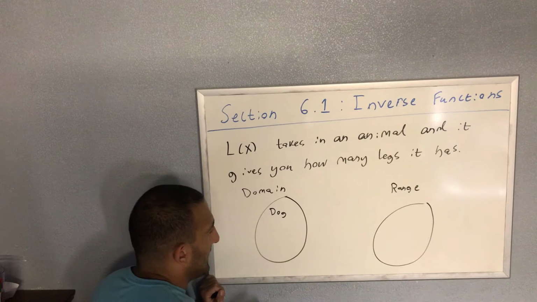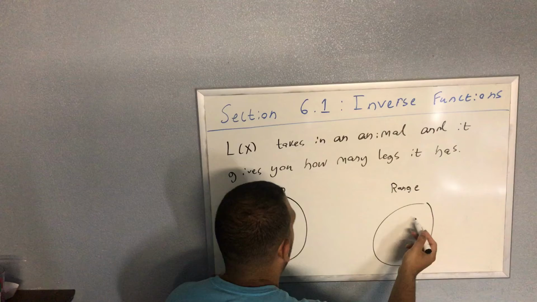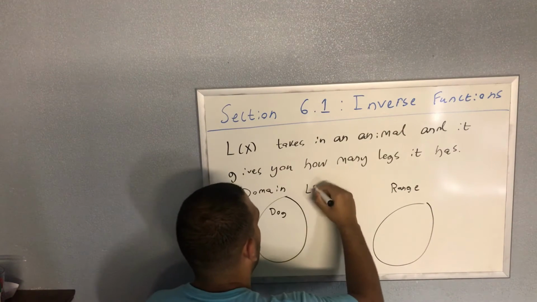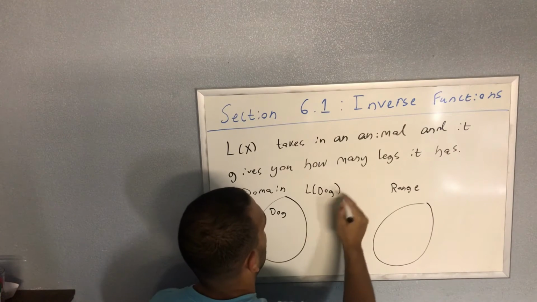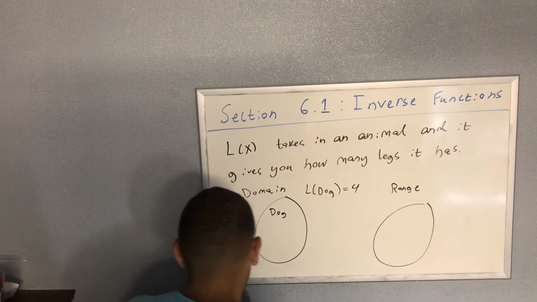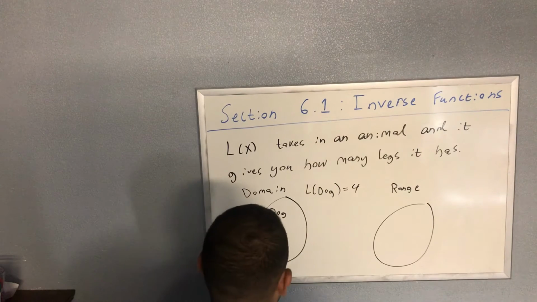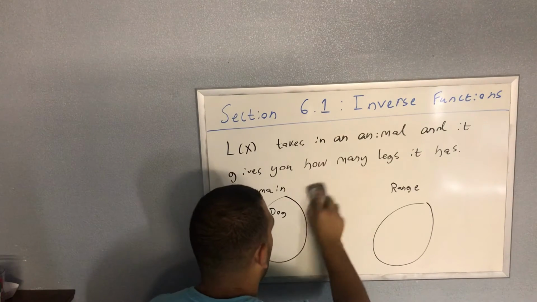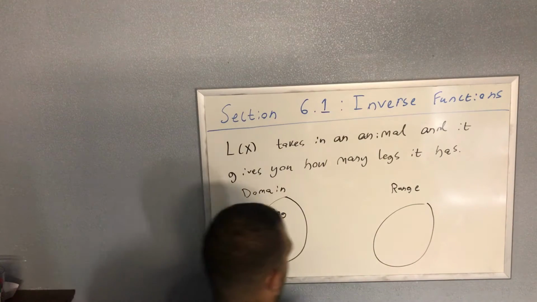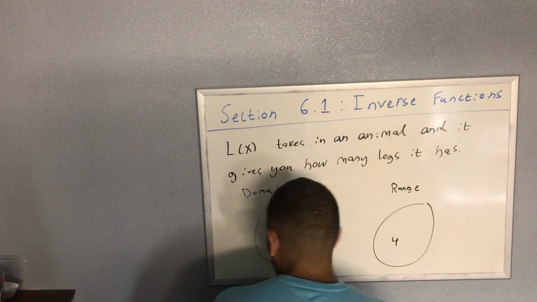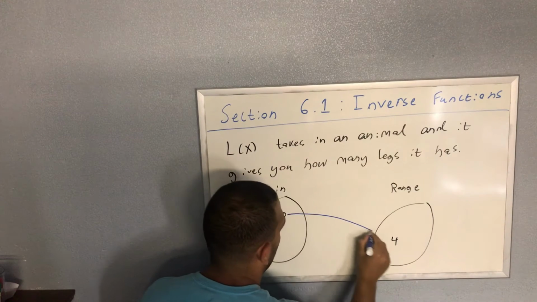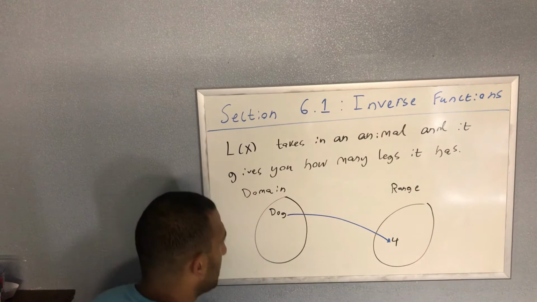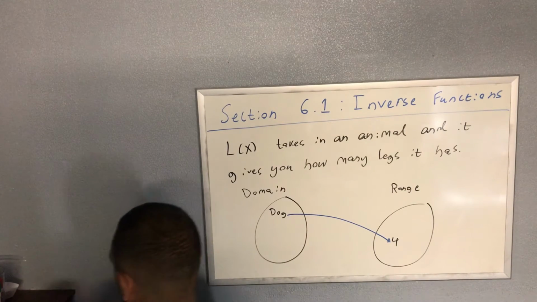Okay, and then normally you draw an arrow from the input to its corresponding output. So what would L of dog be? If you stick dog into the function L, this tells you how many legs it has. This should be 4. So we're going to associate dog with the number 4. Okay. So we're going to draw an arrow from dog to 4.